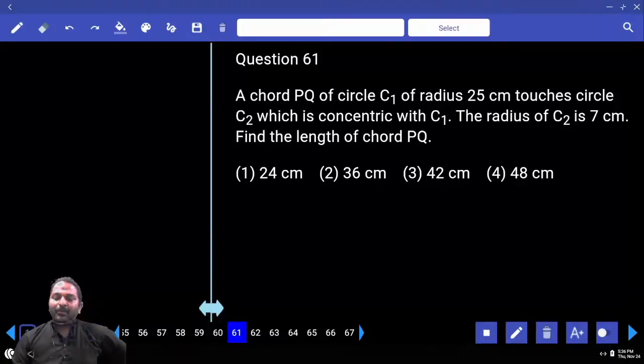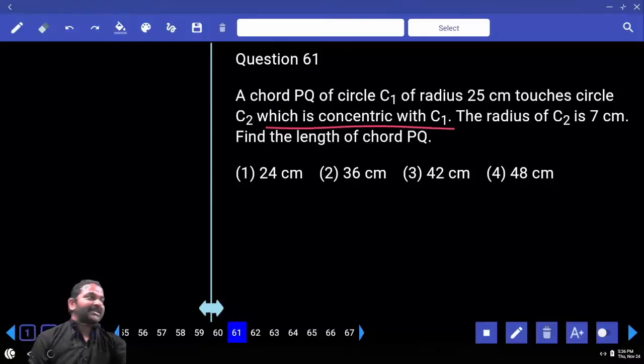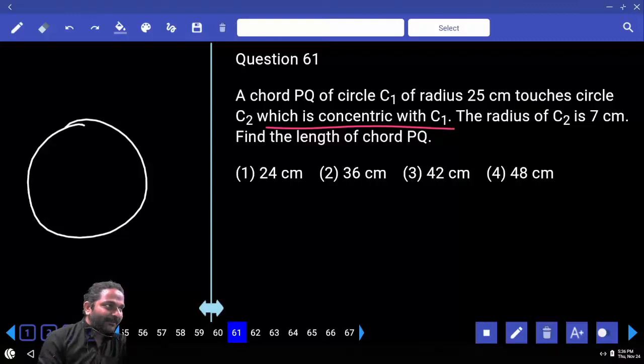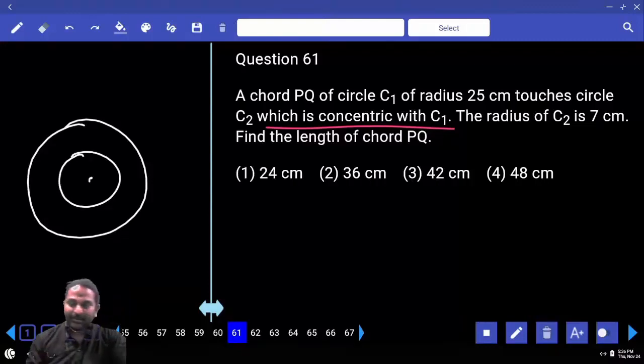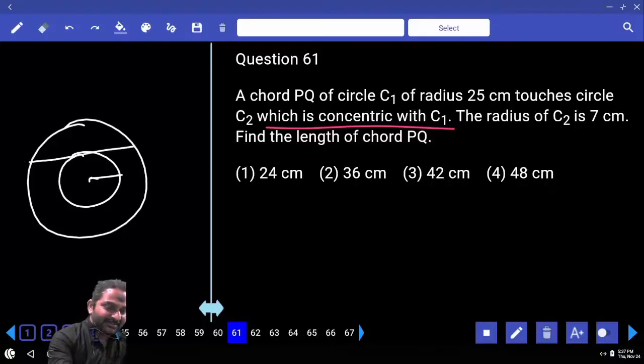A chord PQ of a circle C1 of radius 25 centimeters touches circle C2, which is concentric with C1. Concentric. Circle in a circle having same center. So first outer circle is C1. Inner circle is C2. The radius of C2 is 7 centimeters. Find the length of the chord. Now, what is radius of C2? 7. And there is a chord like this.